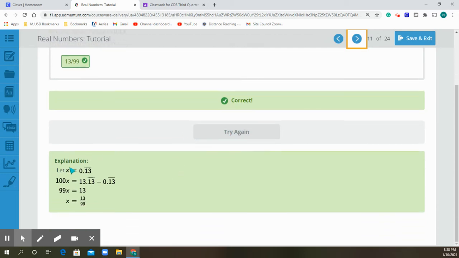Okay, so here's the explanation. x equals 0.13 repeating. We multiplied it by 100 because this is the hundredths place, and we got 13.13 repeating, minus the 0.13 repeating, to get 99x equals 13. x by itself is 13 divided by 99, or 13 over 99.